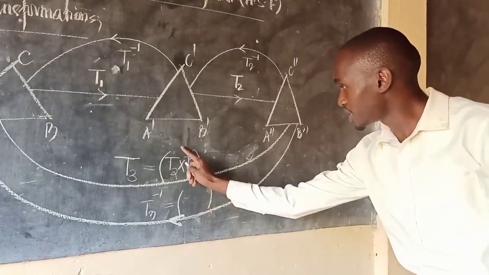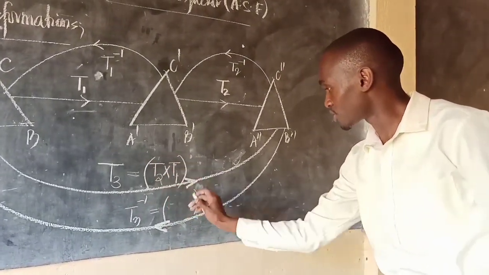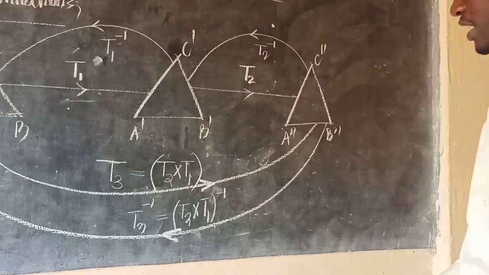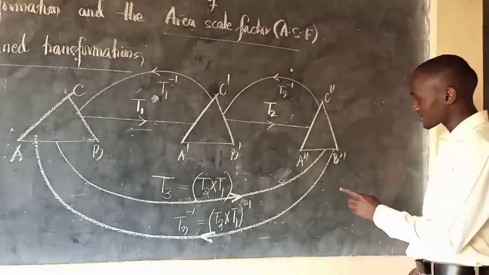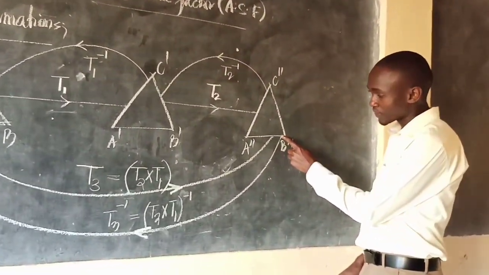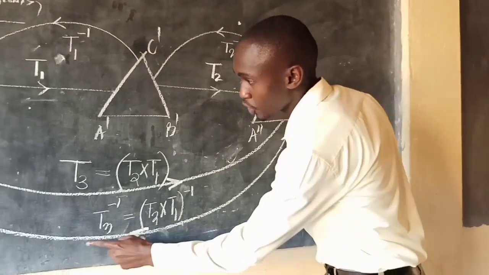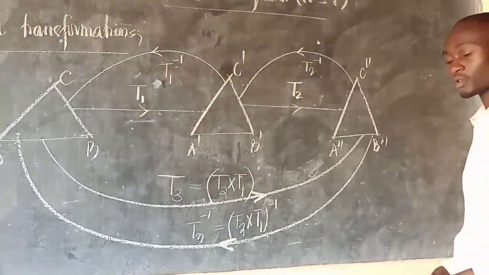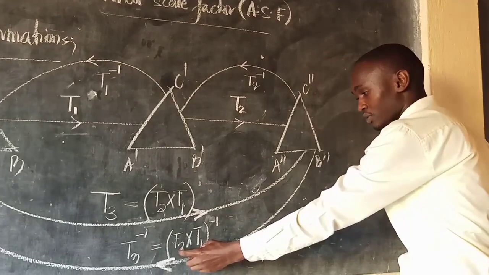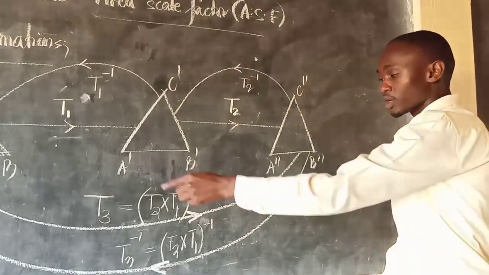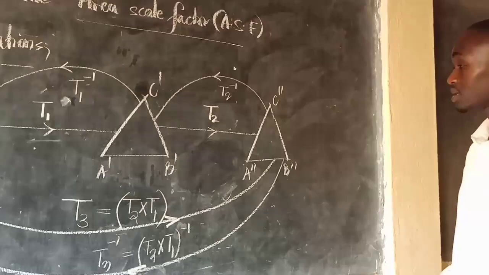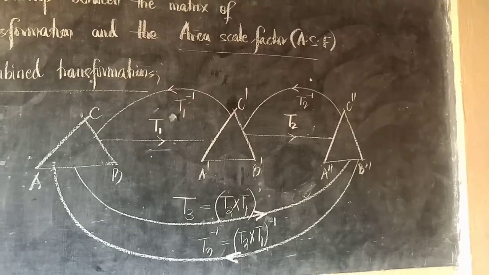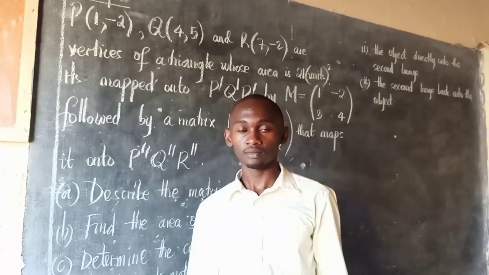This means our generated matrix T2 times T1 is the inverse. You obtain, in order, another combined statement: in order to move from the second image directly back to the object, you take the inverse of the product of the two matrices you got when moving from the object to the second image. Without much ado, I want to start off with the examples.